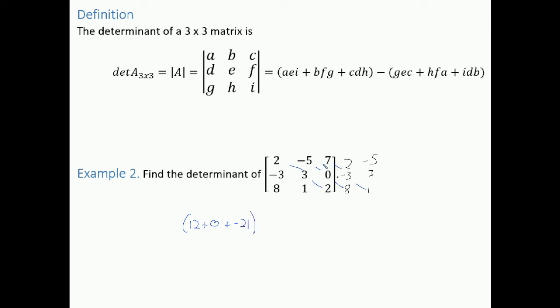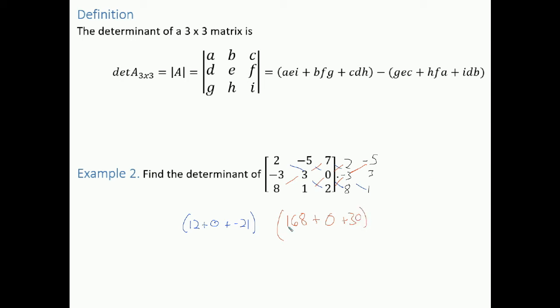Now we're going to come back the other way. 8 times 3 times 7 gives you 168. And then we're going to add, and we're going to take our next product, which happens to have a 0 in it again, so that's just a 0. And then our last product, -5 times -3 times 2 is +30.